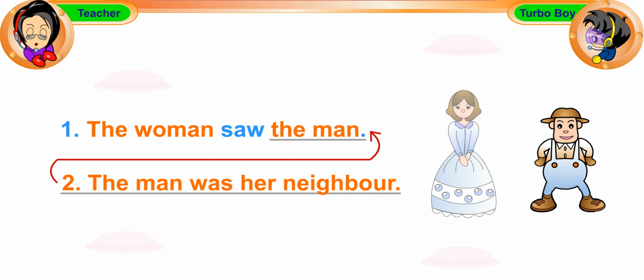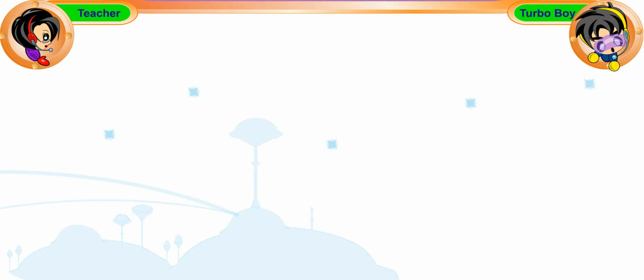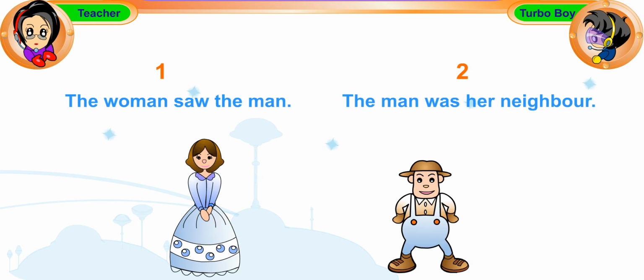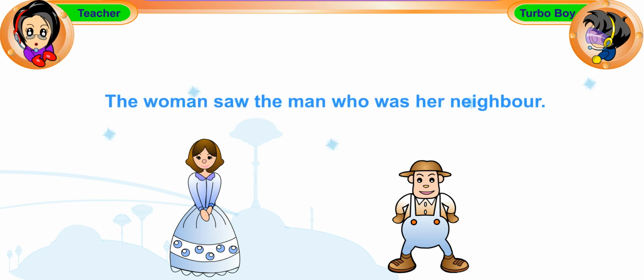Now, can you remember what we must do to join 2 sentences together? We use the glue word, a relative pronoun. Very good. Let's learn to join up these 2 sentences step by step. First, put the glue word, the relative pronoun, between the man and the second sentence. Next, we must cancel the repeated noun, the man. Finally, we must remove the full stop after the first sentence. There you have it. We now have only 1 sentence.